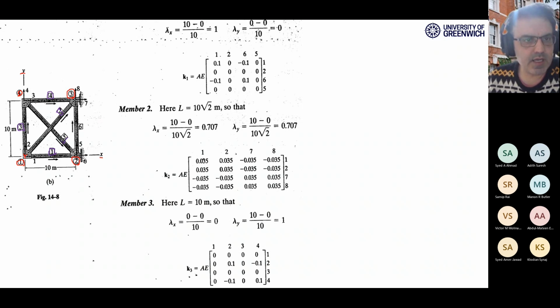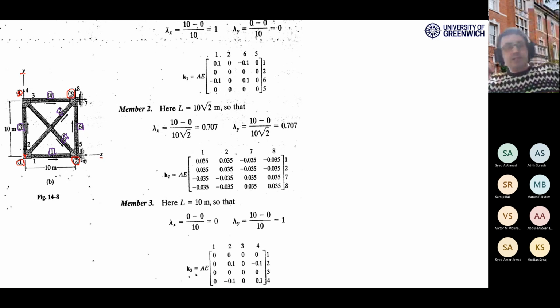And element number 5 connects the near end number 4 to the far end number 2. And element number 6 connects the near end joint number 5 to the far end joint number 3. Sorry, I made a mistake. Element number 6 connects the near end joint number 2 to the far end joint number 3. See, I made this mistake because we have too many numbers on the picture.